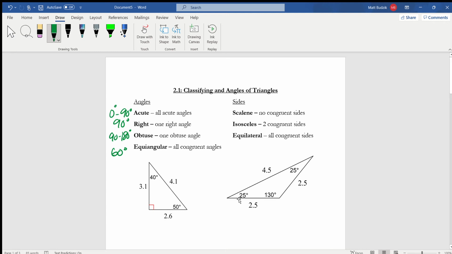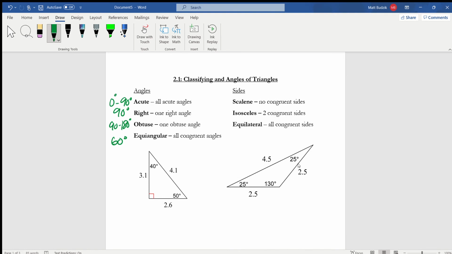So if we look at these two triangles, if I look at my first one, let's start with its sides: 3.1, 4.1, and 2.6, all different. So this is a scalene triangle if we're talking about sides. And then for angles, I have a 40-degree angle, a 50-degree angle, and then this 90-degree angle. Since I have that right angle, this is a right triangle. So this is a right scalene triangle.